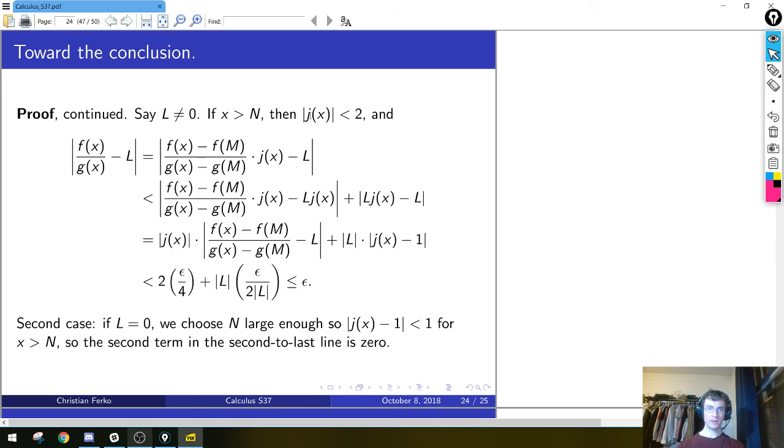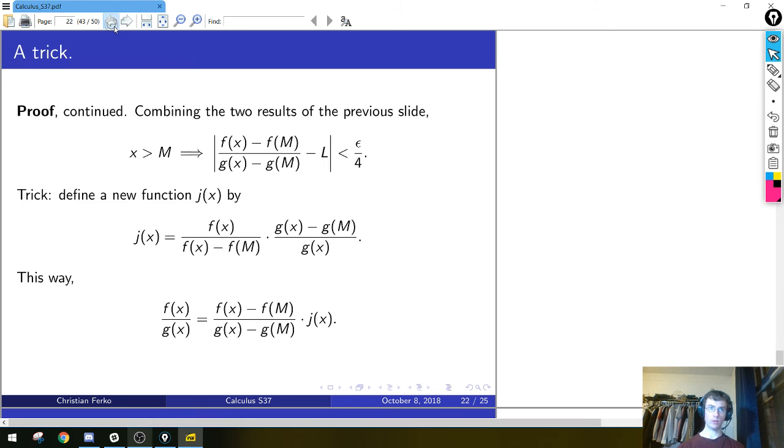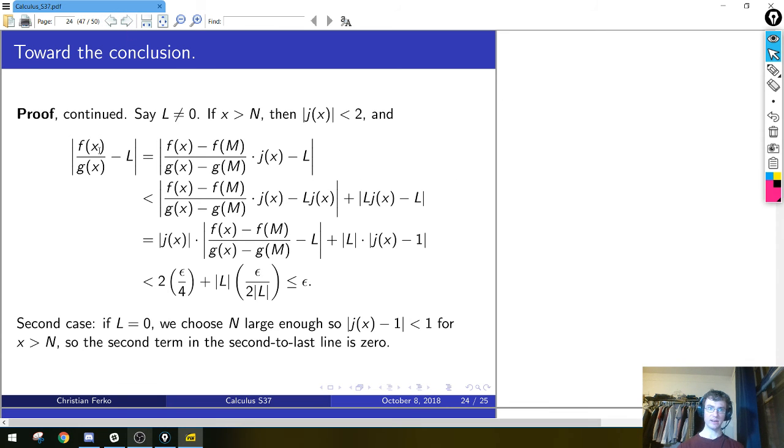Okay, so that's true. Then let's just do some crazy algebra gymnastics. We take this thing that we want to prove is close to L. Remember, j was the thing that converts us between what we had and what we wanted. So f over g is this junk times j. So in the first step, I just plug that in. Here's f over g. I plug in that junk times j. All right, so that's fine. What the heck happened in the next step?